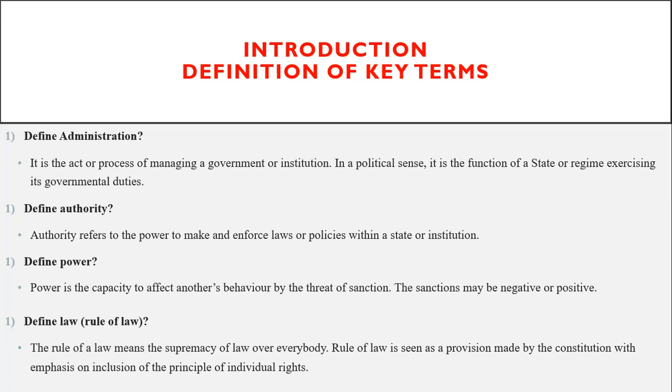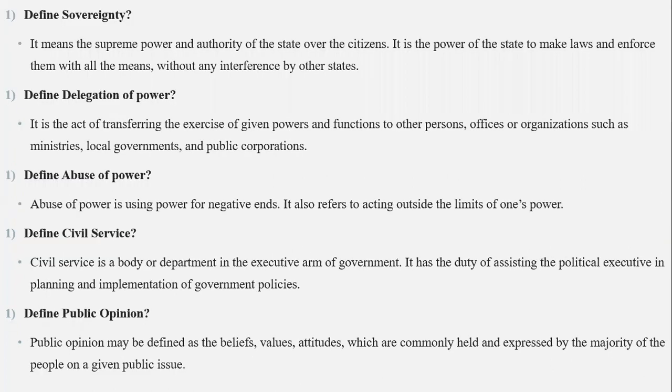Now, you have power. What do you understand by the term power? Power is the capacity to affect another's behavior by the threat of sanction. The sanction may be negative or positive. Then you have law or rule of law. When we talk about rule of law, we mean the supremacy of law over everybody. Rule of law is seen as a provision made by the Constitution with emphasis on inclusion of the principle of individual rights.